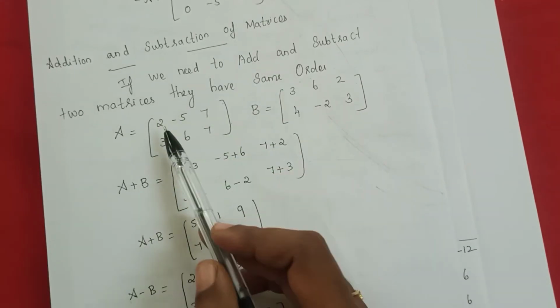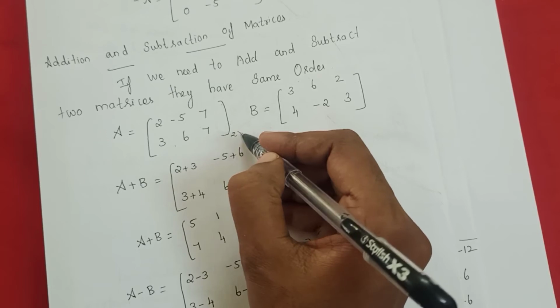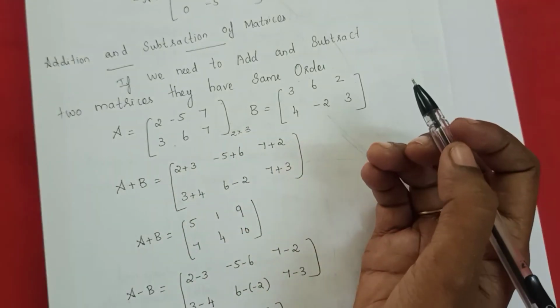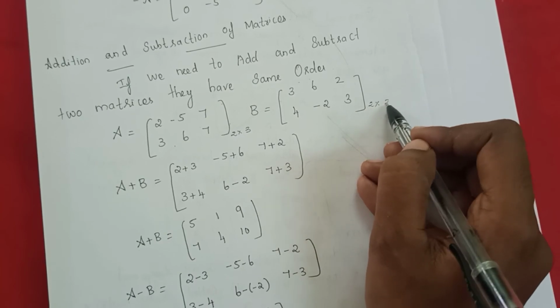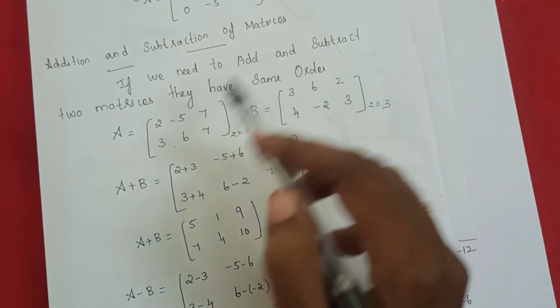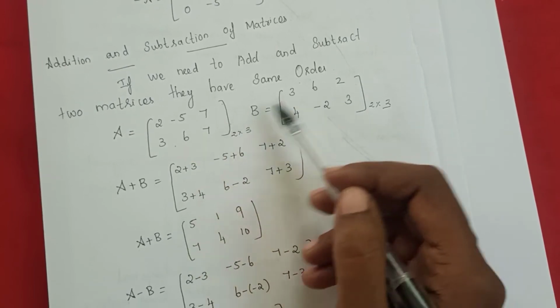So if we can check it here. How many rows are there? 2 rows and 3 columns. Am I right? Same as that, how many rows are there? 2 rows and 3 columns. Okay, so both also having the same order. So we can add two matrices.